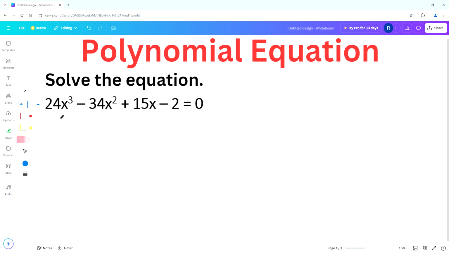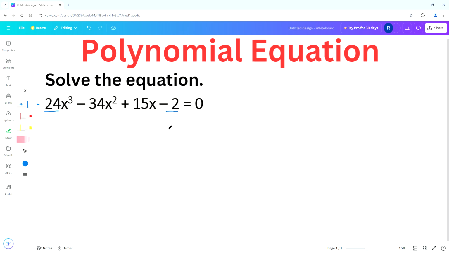This equation has 4 terms. The terms are such that we cannot factor this equation using the grouping method. So we have to use the rational roots theorem to factor this equation. The degree of this equation is 3 because that's the highest power on the x. The leading coefficient for this equation is 24. The number term is -2.